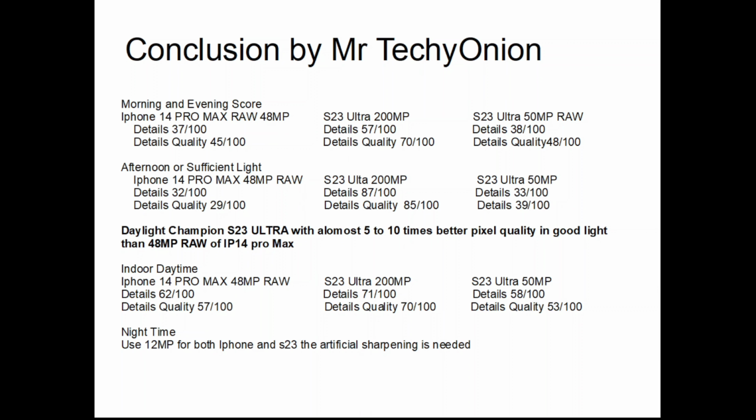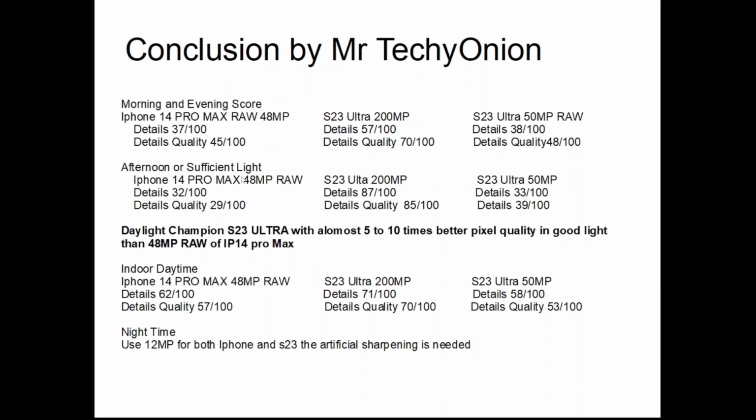The S23 Ultra's 50 megapixel RAW. In these examples, the details was 38 out of 100, a little bit more than the iPhone. And the details quality for morning and evening was 48 out of 100. It had less noise and so on, so the quality was a bit better.